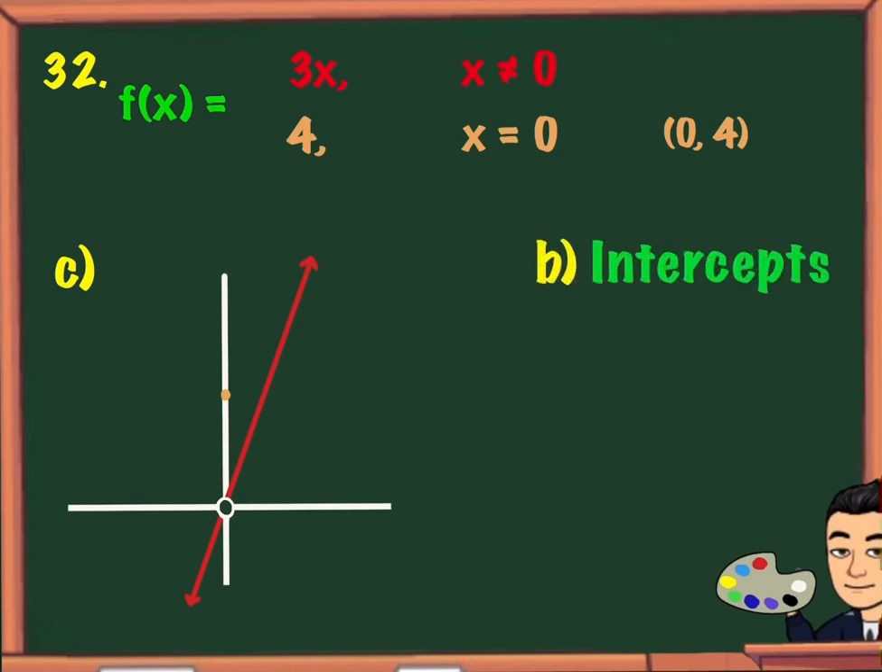For letter B, the only intercept you see is right here. This is where the y-intercept is equal to positive 4. Or you should write 0 comma positive 4.